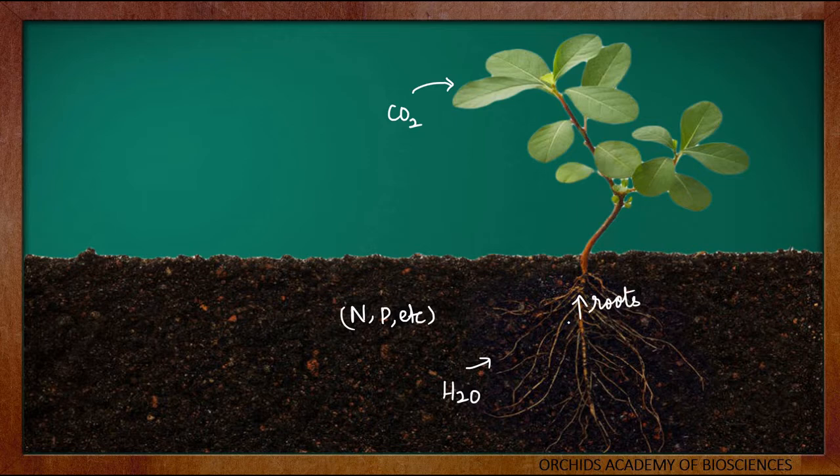So there has to be a transport mechanism which transports this water and minerals to the required parts of the plant, and again the food which is prepared by photosynthesis has to be transported to all the parts which require it. In plants there are no movements.